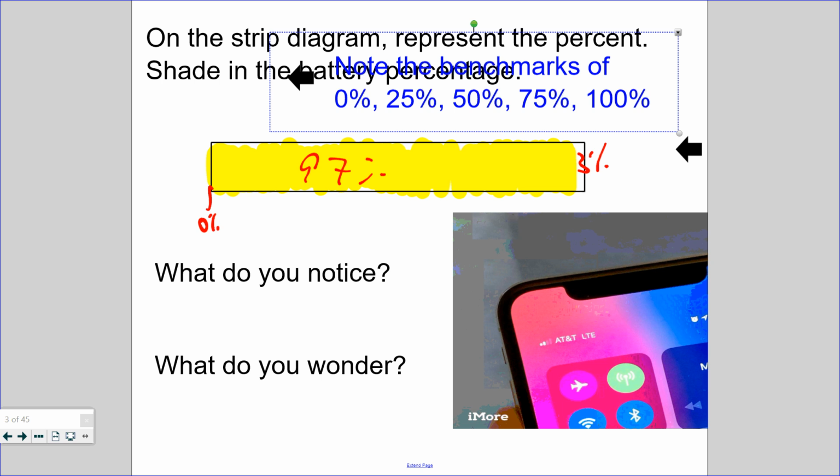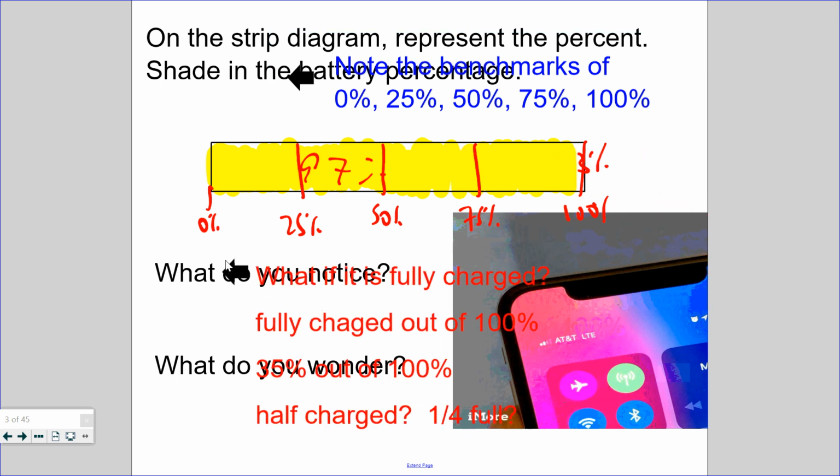Where would you put 50%? Isn't 50% the same thing as saying half? What about 100%? It's the whole thing that's fully charged. What about 25%? 25% is between 0 and 50%. And what about 75%? That is between 50% and 100%.